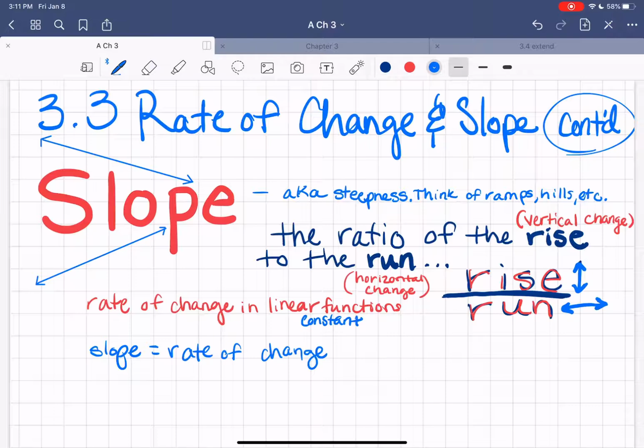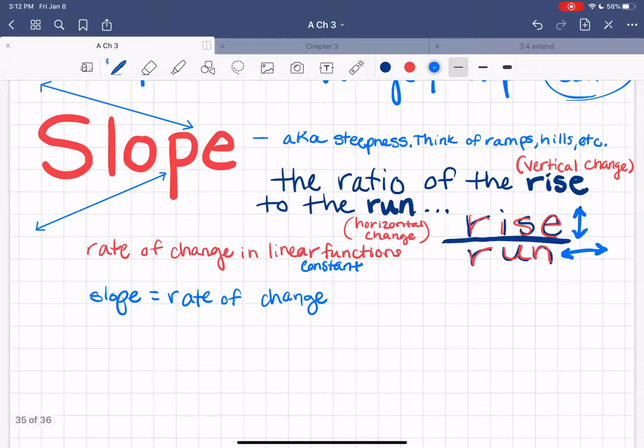Slope is also known as the steepness, and you're going to be thinking of ramps and hills and things like that. So one way that we describe slope is the ratio of the rise to the run. The rise is the vertical change, so the up and down. And then the run is the horizontal change, which is side to side.